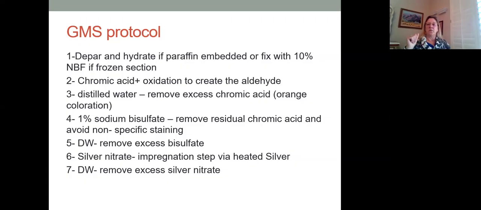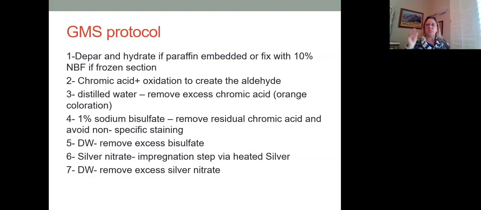Then you're going to go into a 1% sodium bisulfite. This is sort of our safety net. This is going to attach to any of that chromic acid that may be left, and avoid the non-specific staining that can occur from that. Then you're going to go into another distilled water, and that's going to remove that bisulfite that's attached to any unbound chromic acid. Then you're going to go into your silver nitrate.